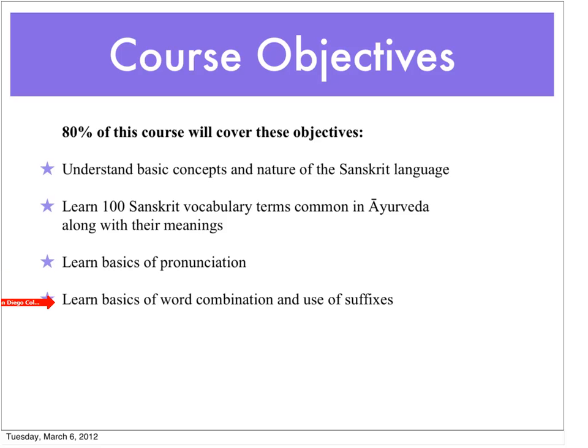And we're also going to learn basics of word combination and use of suffixes. For example, we're familiar with kapha, for kapha dosha. But when you see kaphaja, it means something that comes from kapha. That's an example of the use of a suffix.